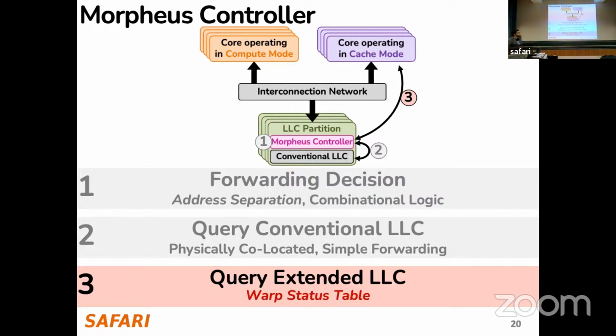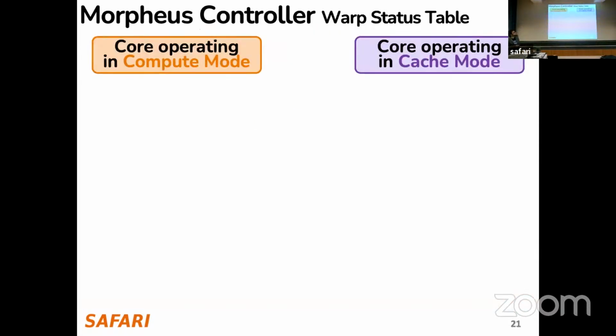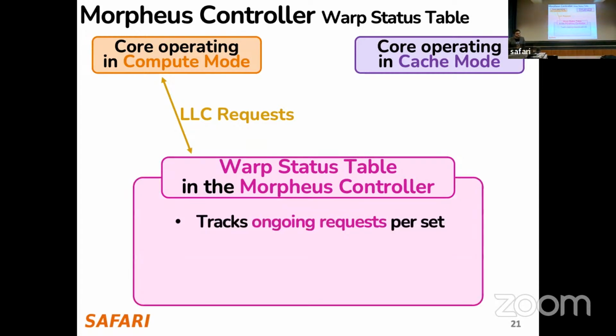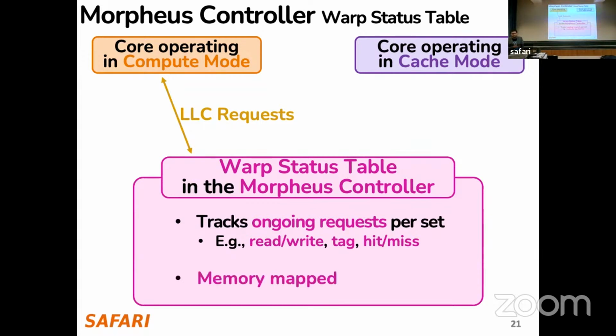So we propose some mechanism which we call a warp status table. The high-level idea there is that we have some core in compute mode and cache mode. The core in compute mode generates LLC requests, and it writes to this warp status table in the Morpheus controller. So this is a new component of this hardware unit. This warp status table just tracks any ongoing requests on a per set basis and keeps information such as: is the request a read or a write? What was its tag, or is it a hit or a miss?